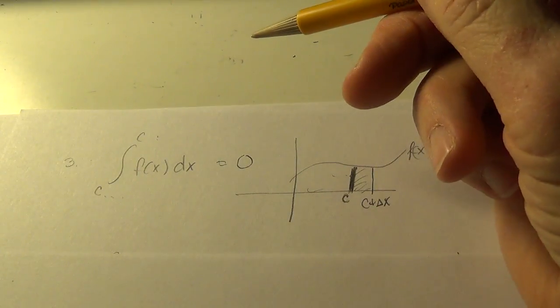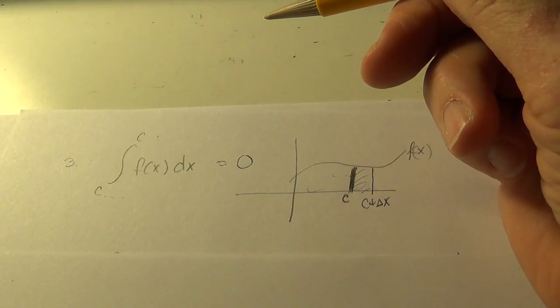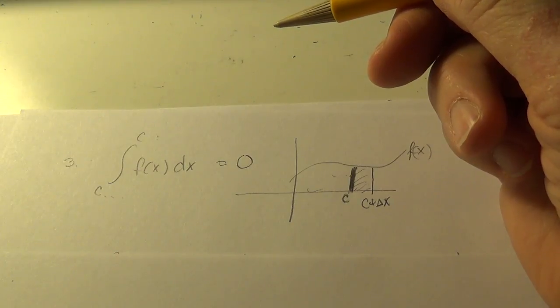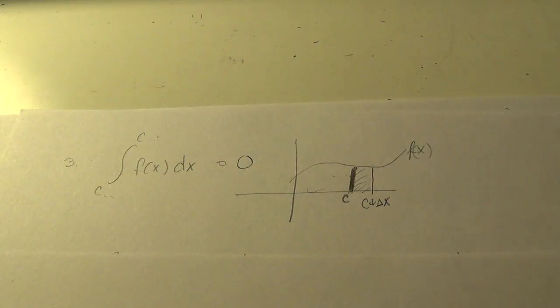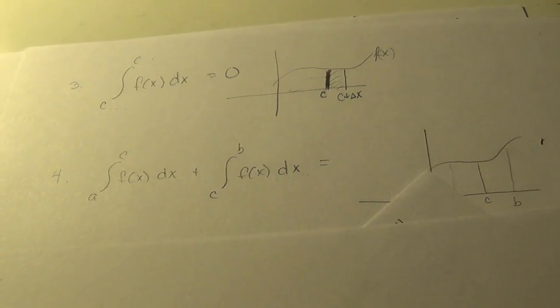Alright, so we will call that property number 5. Nope, where are we? No, that's property number 3. Sorry. Alright, number 4 here.